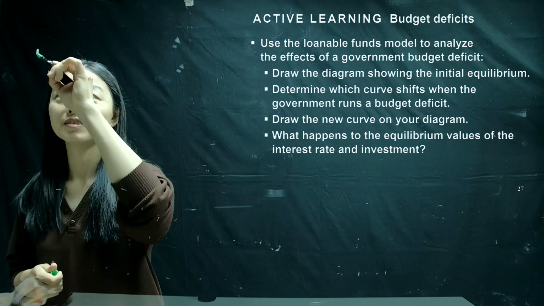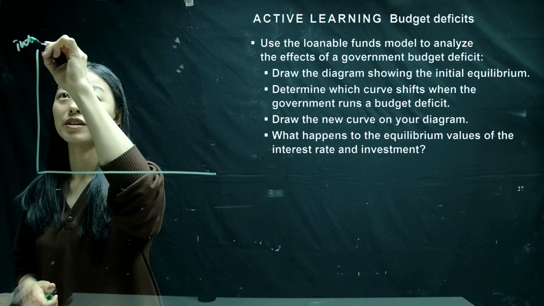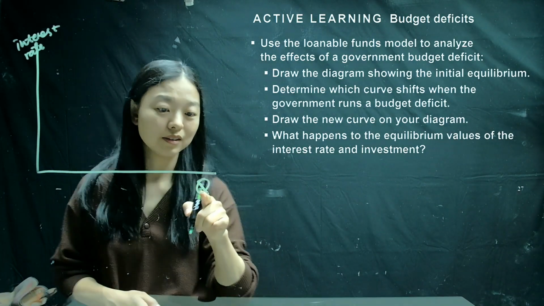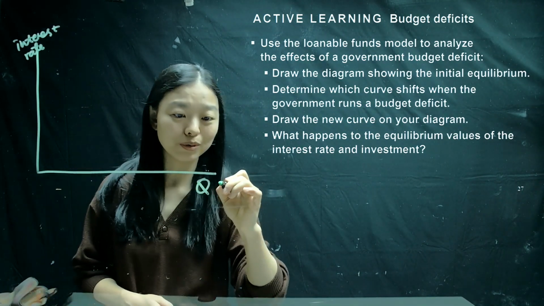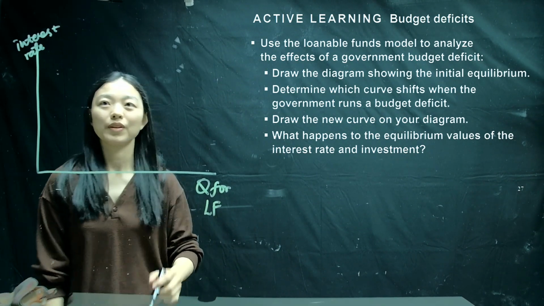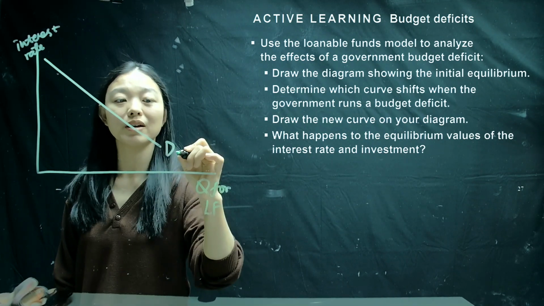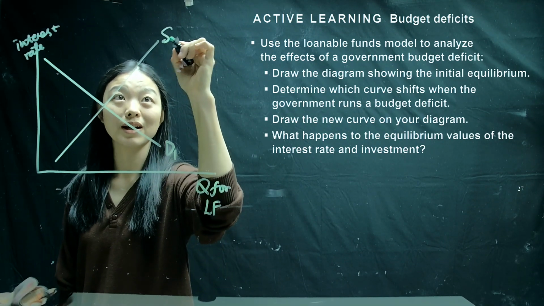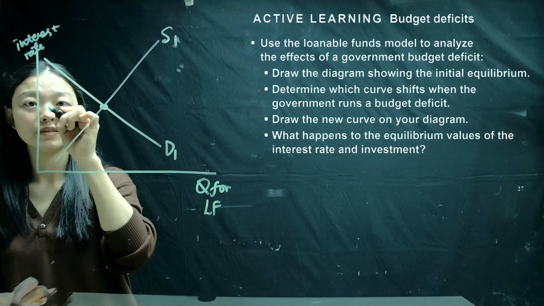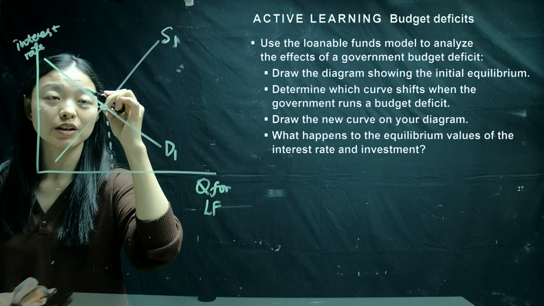First I will put the interest rate here, because the interest rate now is the price for loanable funds, and the quantity Q on the horizontal axis for loanable funds. Initial demand and supply. I just randomly draw. This will be demand curve D1 and this is supply curve S1. They intersect at one point, right? And this point will be the equilibrium point.